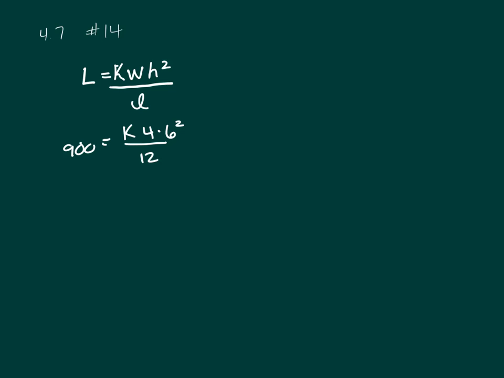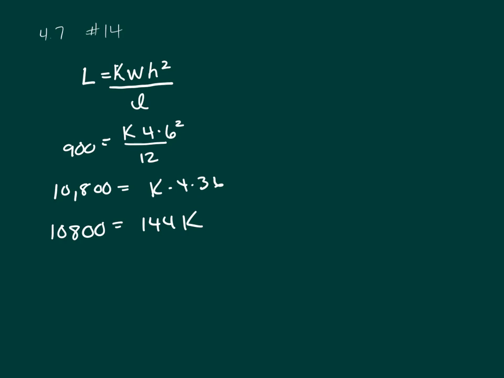So clear your fractions by multiplying both sides by 12. So 900 times 12 is 10,800 equals K times 4 times 36, which is 10,800 equal 36 times 4 is 144. And then divide both sides by 144.